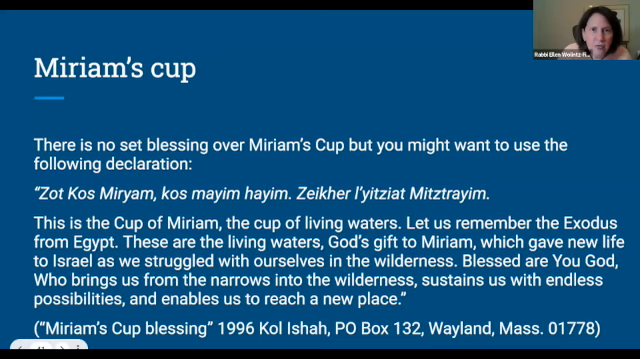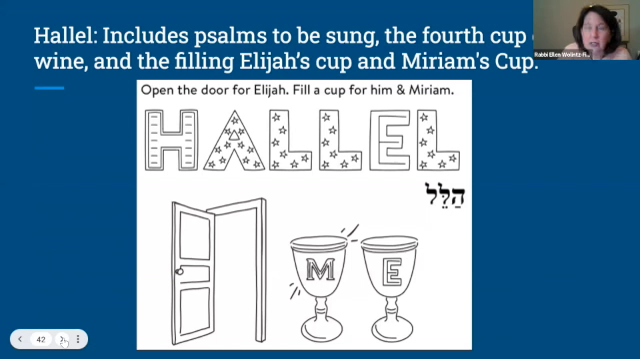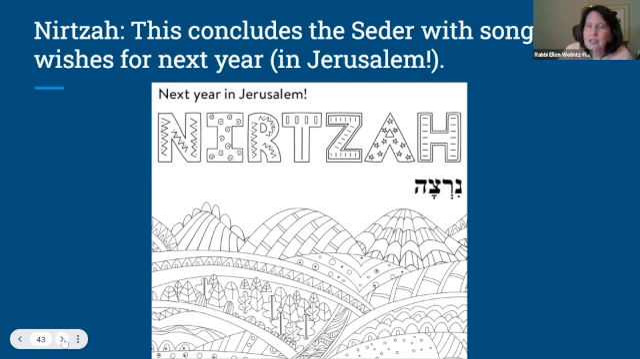So I'm going to move on because I want to get to Shavuot somehow. After we open the door, you fill Miriam's cup, you do Hallel, you sing the Psalms, and it's a good start for your prayer in the morning, because if you don't get to the morning service, the same songs are said there too. Nirtzah, we say the end part of this, next year in Jerusalem, and we hope that we'll be there, and we sing the different songs.